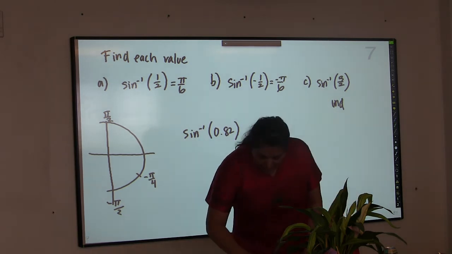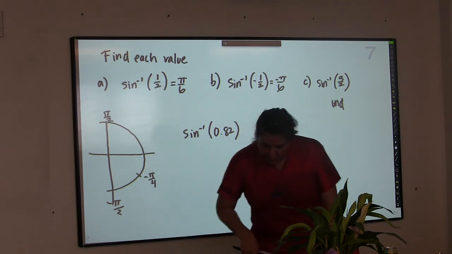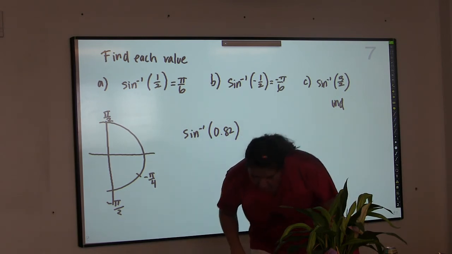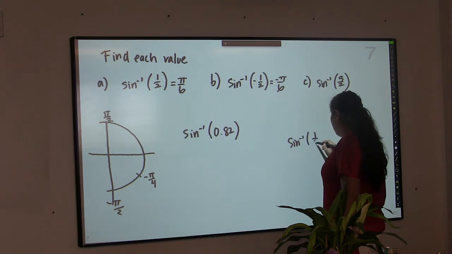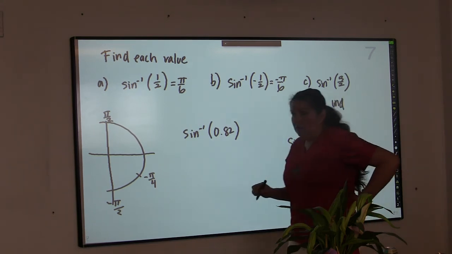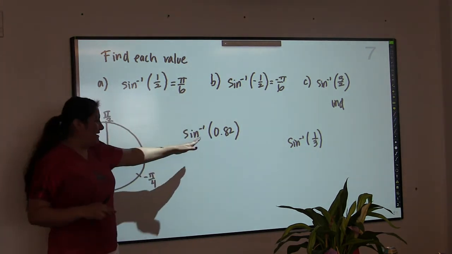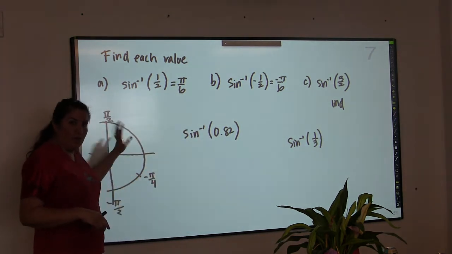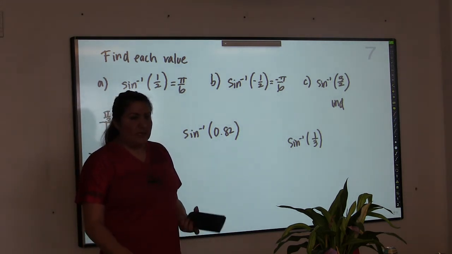We have that little guy, and then we have this other little guy, 1/3. We want to evaluate those two. Well, there's no unit circle like that. The number is a decimal, so we can't really find it on here because we don't know what that is. But you can use your calculator, and that's why I want to show you how to do this.